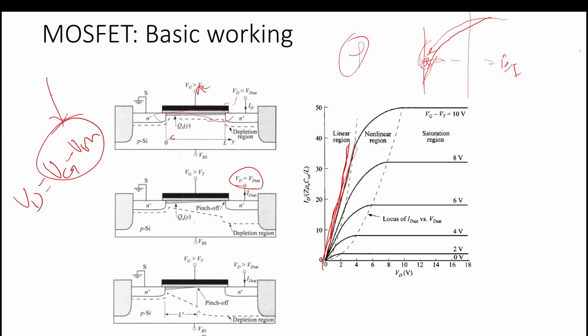Okay, so whatever voltage we apply extra after the threshold voltage will increase the number of electrons in the channel. The channel will have more electrons, so the current will be more.